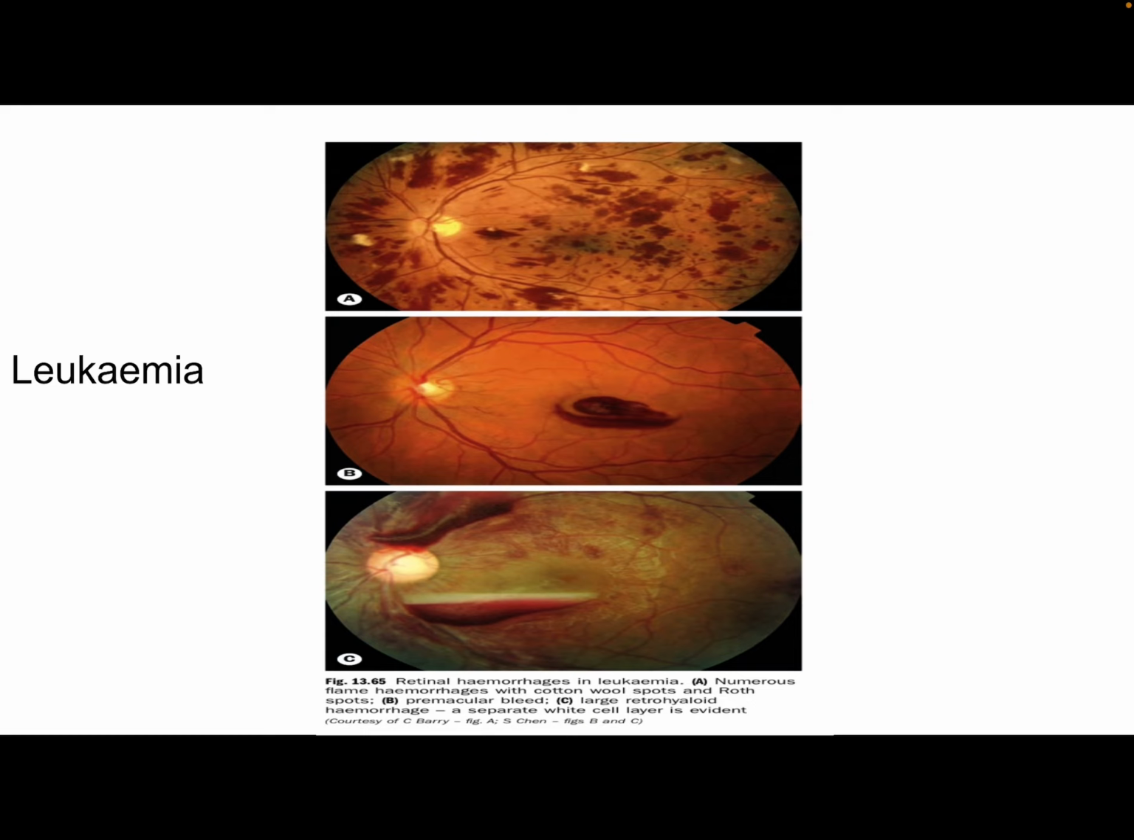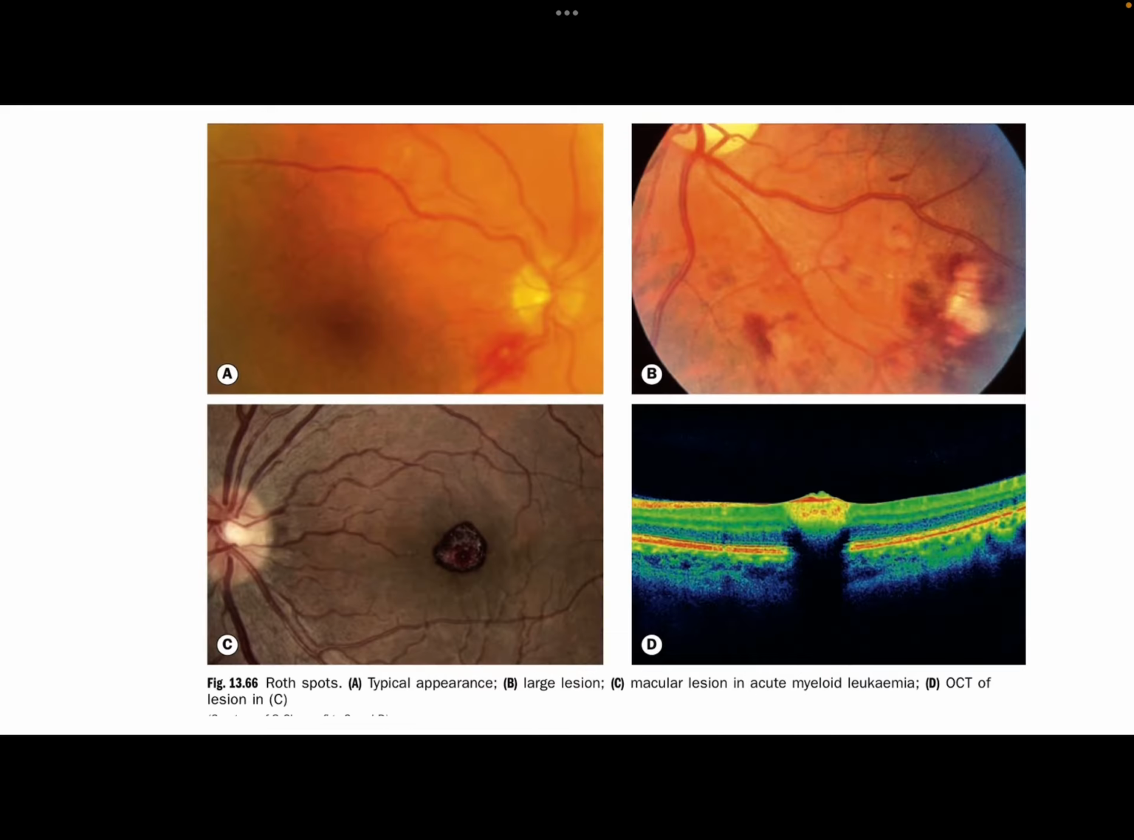So in leukemia, we can see hemorrhages again. Numerous flame-shaped hemorrhages are seen in the first picture, and we have a subhyaloid boat-shaped hemorrhage. Then we have a very typical finding, I wouldn't call it typical, but we have this finding called a Roth spot. A Roth spot is basically a hemorrhage but with a white center.